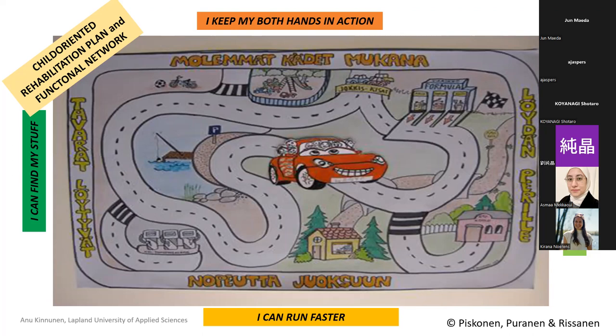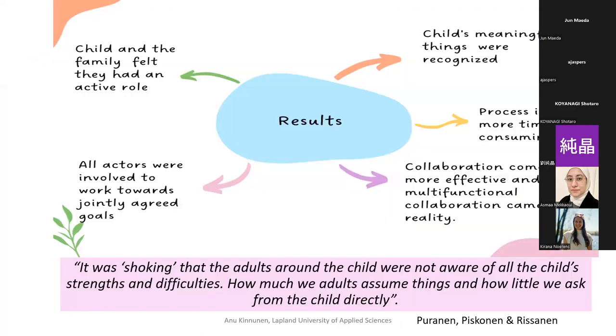I think that was a very good example of how we can make our rehabilitation plan alive and put it in children's language. What they learned from this project was that the child and the family felt that they had an active role in the rehabilitation process. They were the key actors to guide and lead it. The child's meaningful things were recognized, and all actors were involved in working towards jointly agreed goals. Their collaboration became more effective, and multiprofessional collaboration became more of a reality.